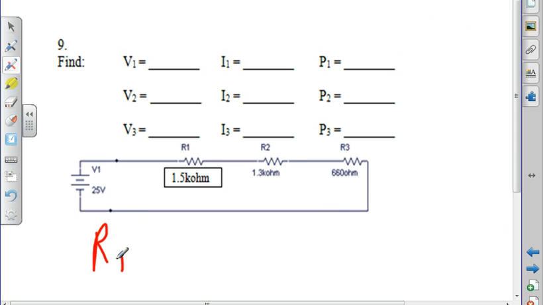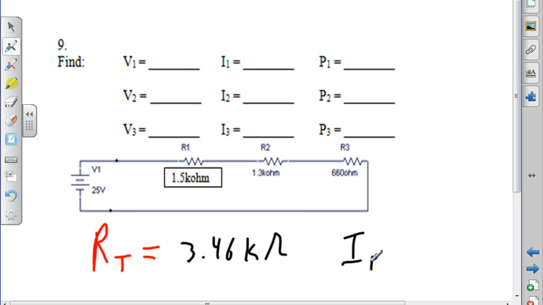Okay, well, I need resistance total. If I don't have resistance total, I can't find current total. Without current total, I don't know the current. Without the current, I don't know the voltage. Without the voltage and the current, I don't know the power. So 1.5, 2.8, 3.46. 3.46 K ohms, maybe. All right, so now I know that.